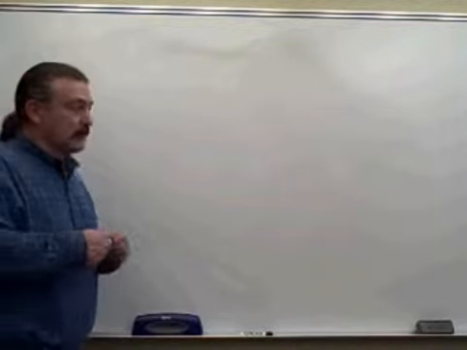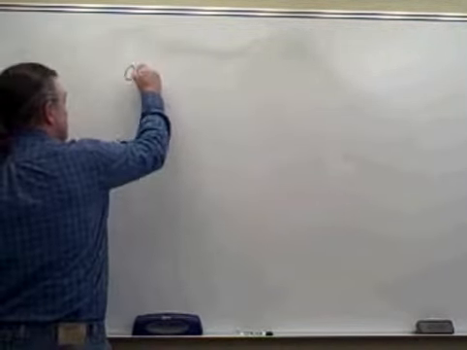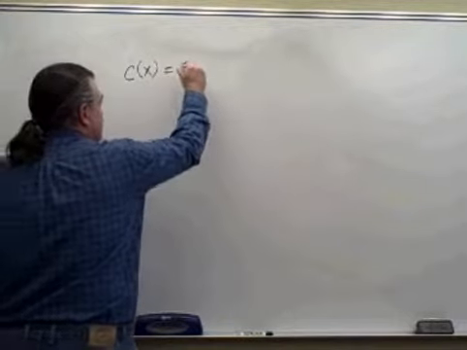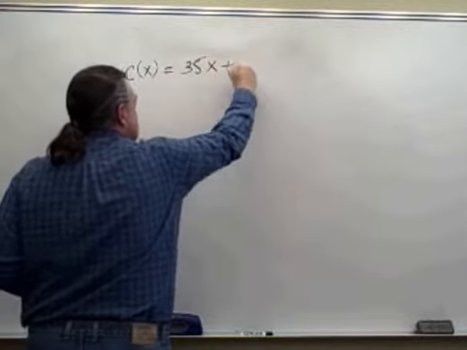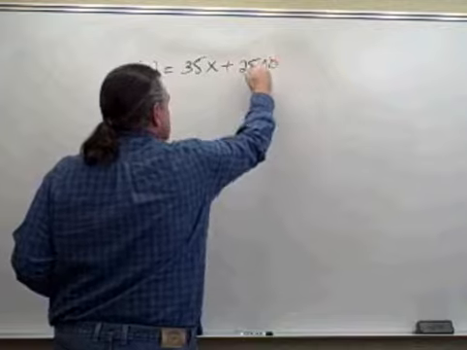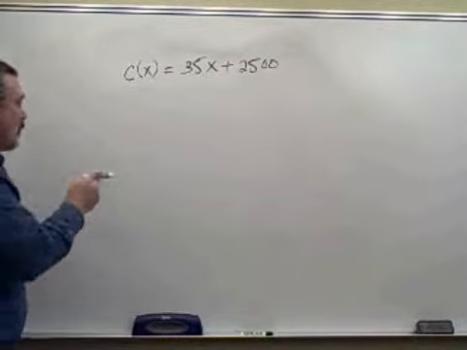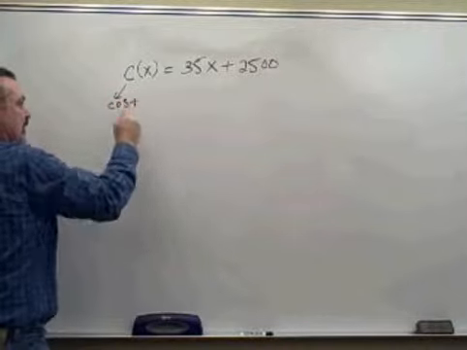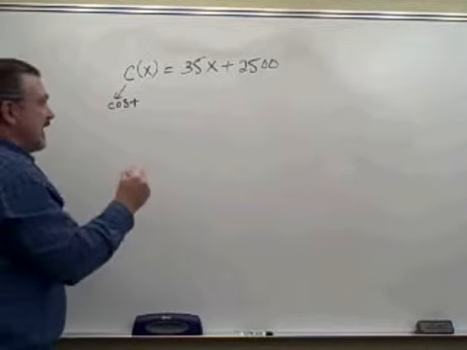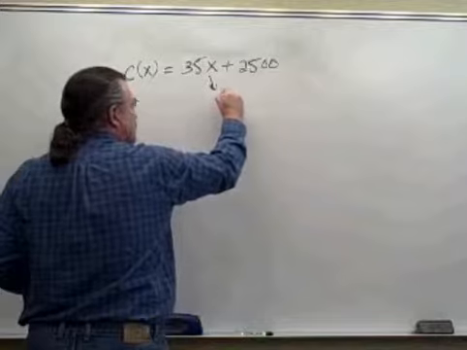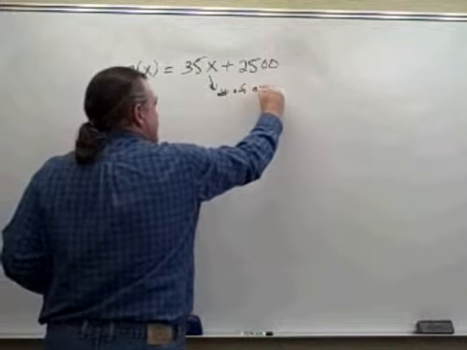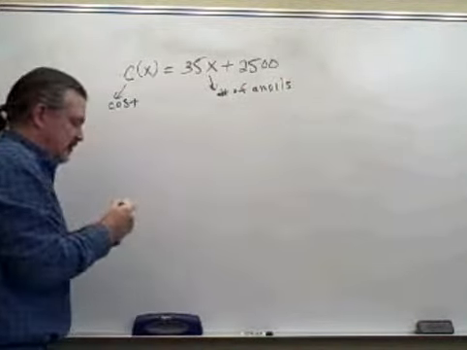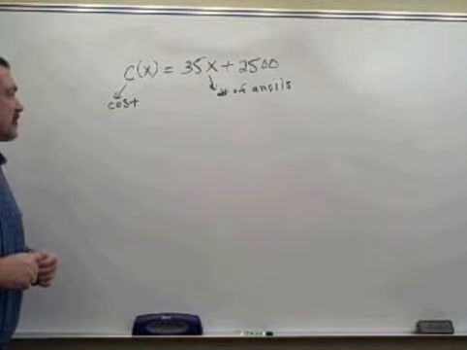In an earlier video, we've looked at this linear function, where C represents the production cost and X represents the number of anvils that we are manufacturing at Acme Manufacturing.